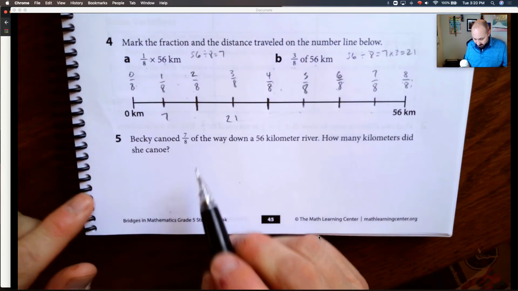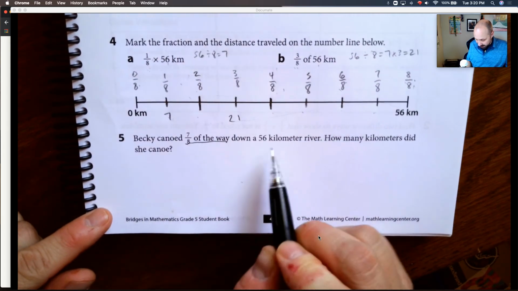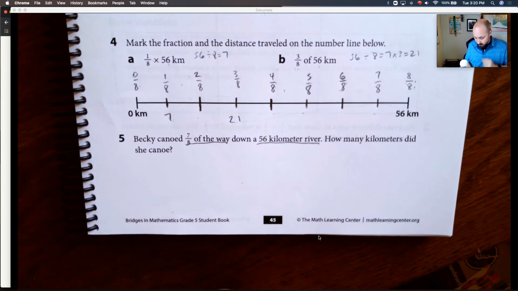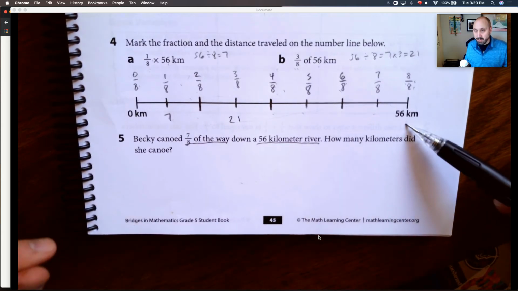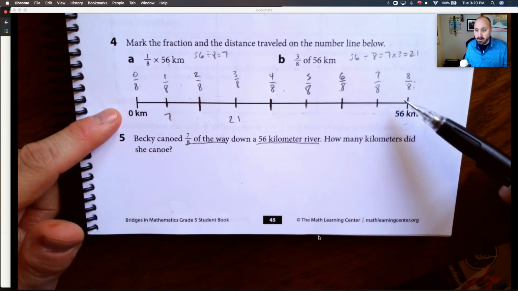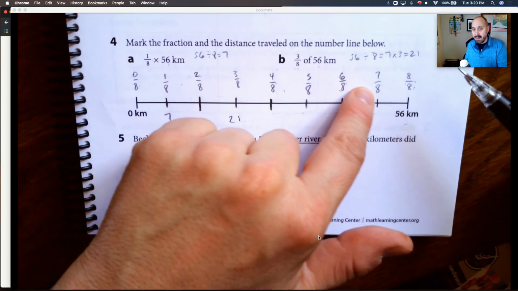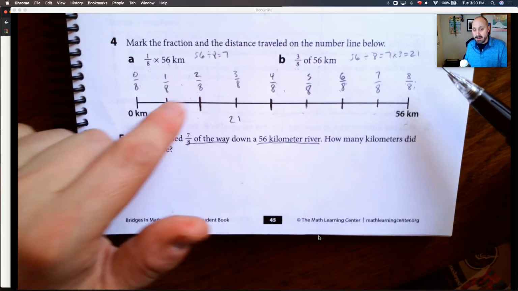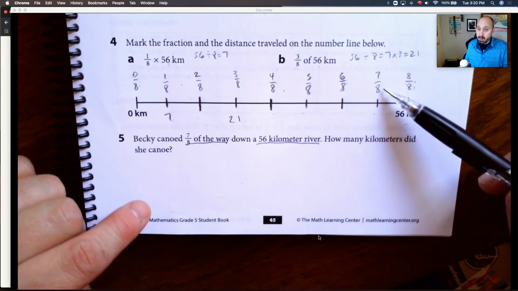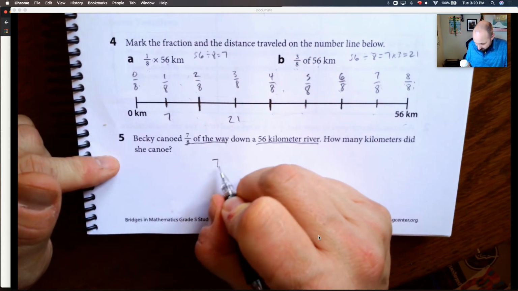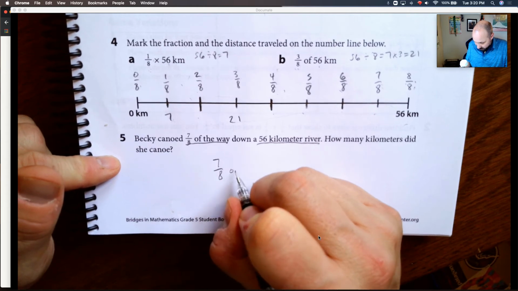Becky canoed 7/8 of the way down a 56-kilometer river. How many kilometers did she canoe? Well, look what we already have here. We have a 56-kilometer river, and we've already marked all of our eighths. So we were ahead of the game. So remember what I said, if we just count up by 7, or if we use our algorithm, we can find what 7/8 is. Everybody write this down.